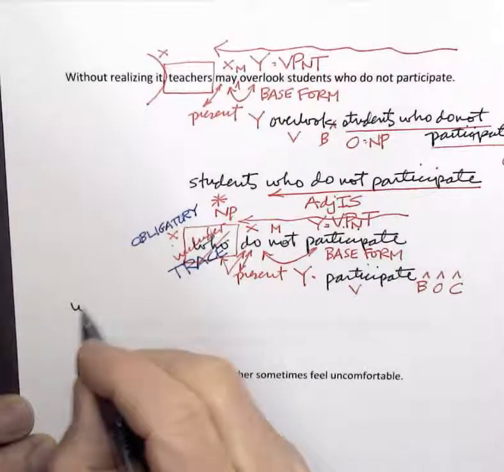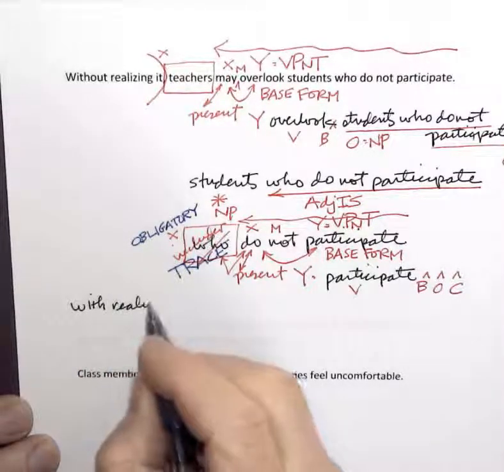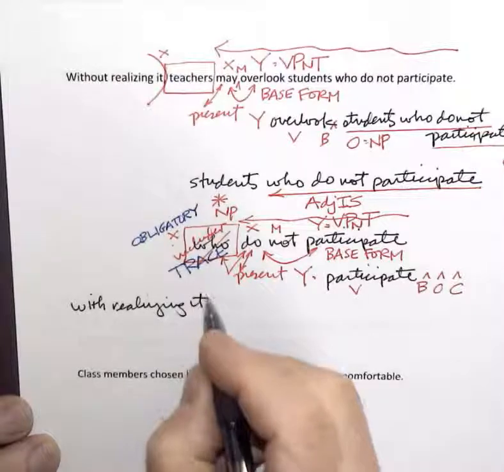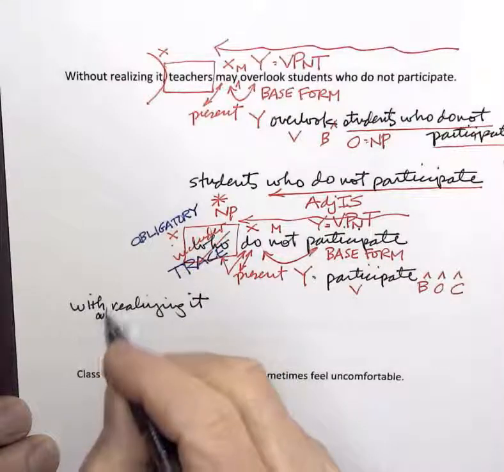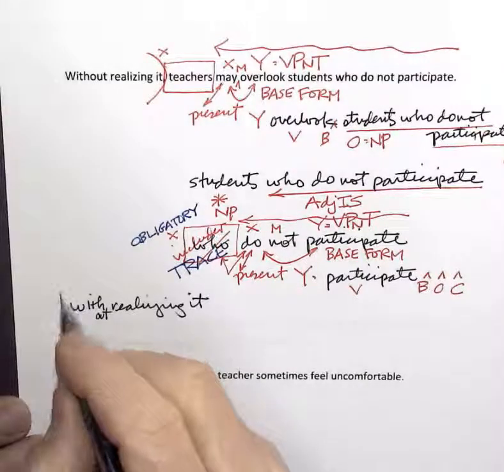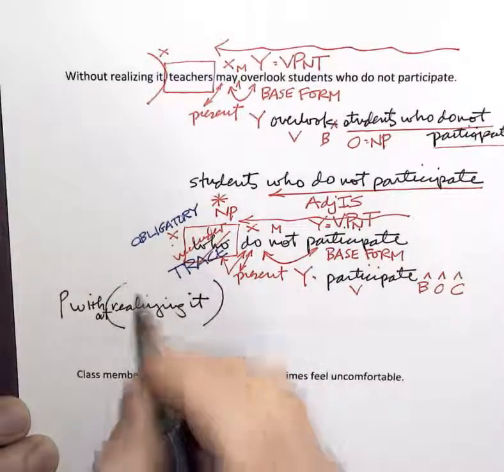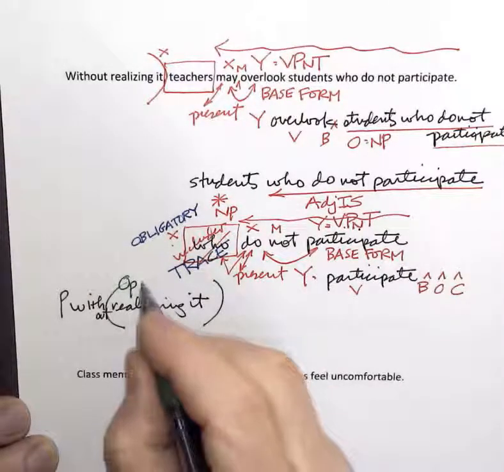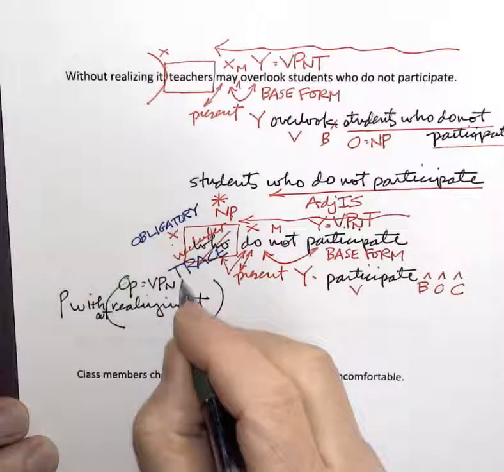So let's see what we have. Without realizing it. Now, we have to decide what kind of a phrase we are looking at here. And the answer is, it's a prepositional phrase. Without is the preposition. The object of the preposition is a verb phrase, no time.